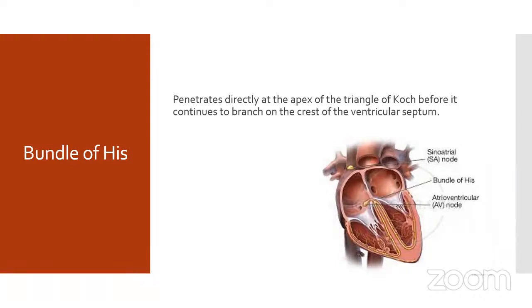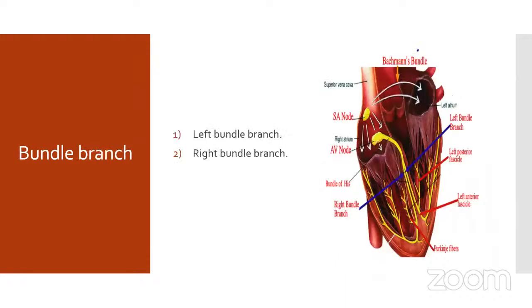The bundle of His penetrates directly at the apex of the triangle of Koch before it continues on the ventricular septum and branches into two branches. The left bundle branch divides into anterior and posterior fascicles and runs subendocardially down the septal surface of the LV to the apex. The right bundle branch runs on the right side of the septum towards the base of the medial papillary muscle of the tricuspid valve, into the body of the septomarginal trabeculation, and crosses the RV cavity through the moderator band.